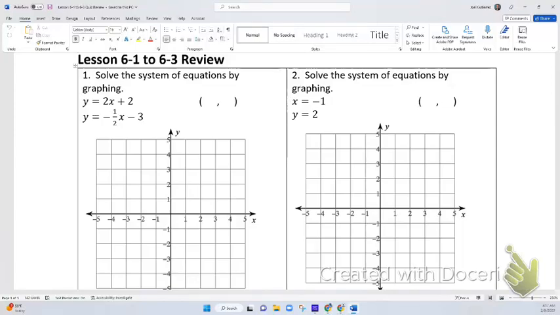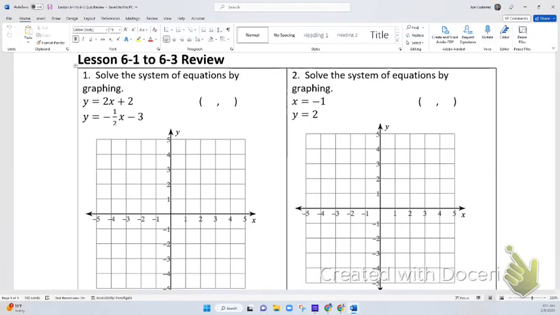So today we are going to be going over lesson 6.1 to 6.3 review. So without further ado, let's get started. For number 1, it says solve the system of equations by graphing. I'm currently in here with my first period, and I told them that they need a ruler in order to do this. All right, for question number 1, solve the system of equations by graphing.